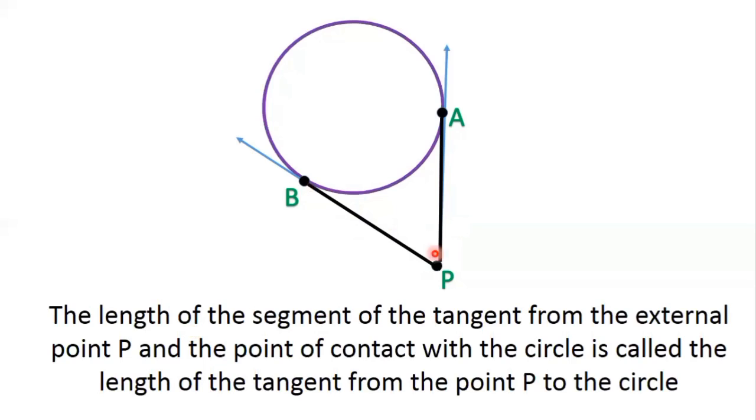The length of the segment of the tangent between the external point P and the point of contact with the circle is called the length of the tangent from the point P to the circle. The distances PA and PB are called the length of the tangent. The length of the segment from the external point to the point of contact is called the length of the tangent.